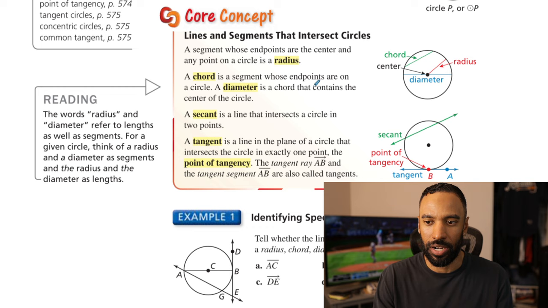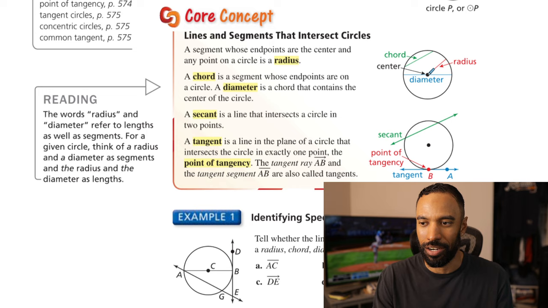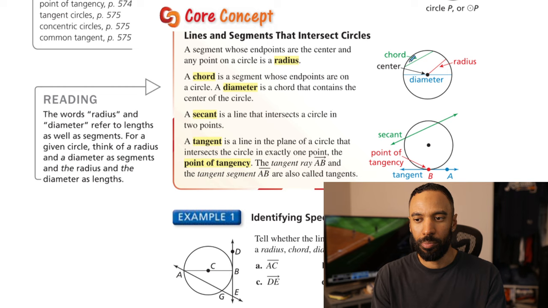A segment whose endpoints are the center and any point on a circle is called the radius. So this guy right here, and all of them are the same distance away, like we said before. The new one for you might be the word chord.